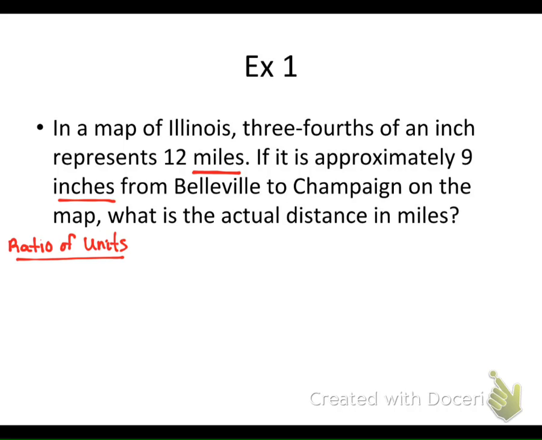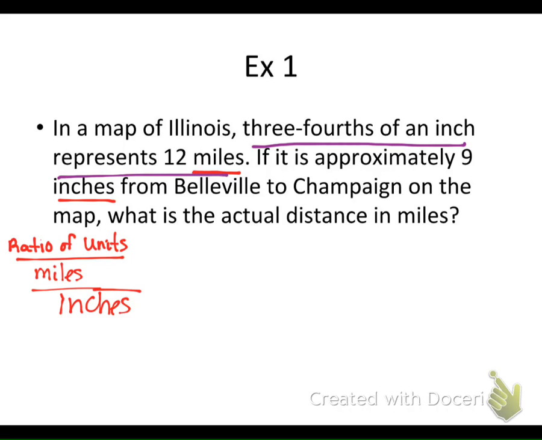Does it matter which one I put on top or bottom? No, it doesn't. So I'm just going to do miles over inches. Okay? So miles over inches. All right, so this is where we need to determine what we're talking about. So they're saying 3/4 of an inch represents 12 miles, right? There's our first comparison.